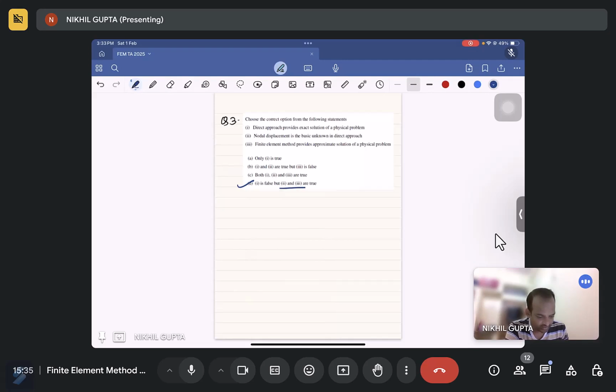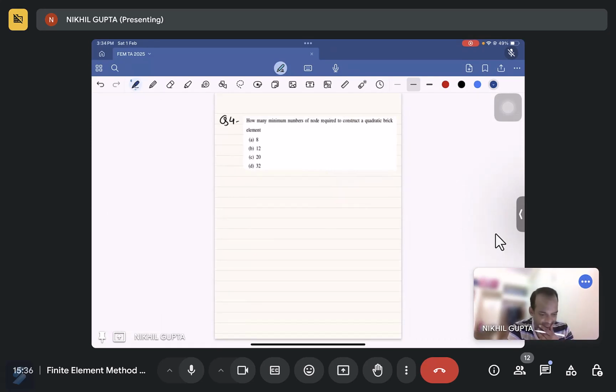So let's start with 2 and 3, which all say it's true. That nodal displacement is the basic unknown for the direct approach. Yes, whenever you solve a problem, nodal displacements are the basic unknowns, so it is correct. Now, when we solve the FEM problem, it provides an approximate solution. Yes, the FEM solution is based on approximation, and we get the solution at the nodes correctly. But why is this also wrong? Because whenever you use a direct approach, each physical system involves some approximation and then you solve it. So whether you use the finite element method or a direct approach, you still get only an approximate solution. So 1 is false, and 2 and 3 are true.